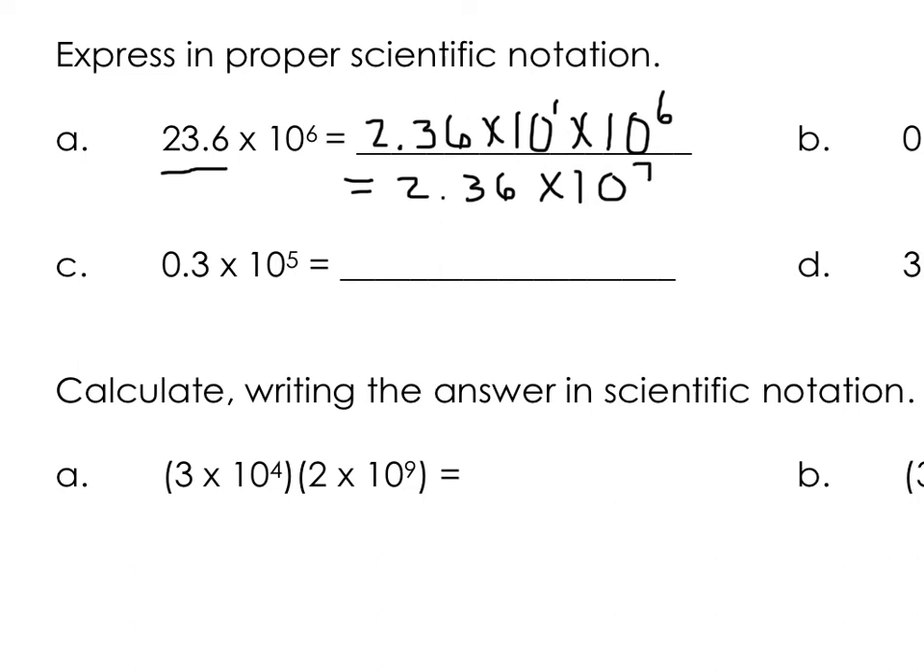What about this 0.3 times 10 to the 5th? What's wrong with this number? It's not in proper scientific notation. 0.3, is that a number between 1 and 10? No, it's not. 0.3 is a small number, so I'm going to move the decimal until I have a number between 1 and 10. I have to move it one place to the right. It's a small number, so that's 3 times 10 to the negative 1 times 10 to the 5. And then I can combine those powers of 10. I add the exponents, and so I get 10 to the 4th.